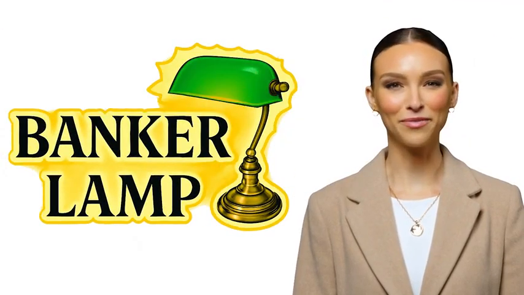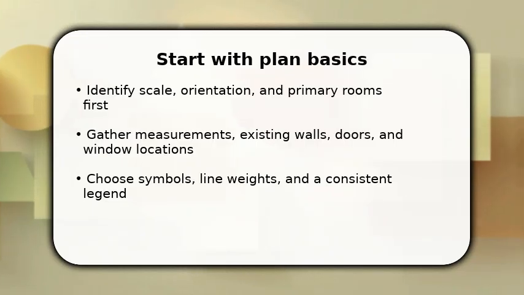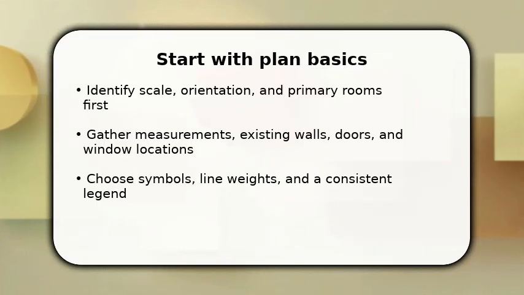Please enjoy the video. You begin by confirming prerequisites: scale, north orientation, and who will use the plan. Measure key walls and openings now, do not delay. Once done, sketch a loose layout to place primary rooms and circulation paths. Make sure to label fixed elements like windows and doors so you can verify dimensions later.